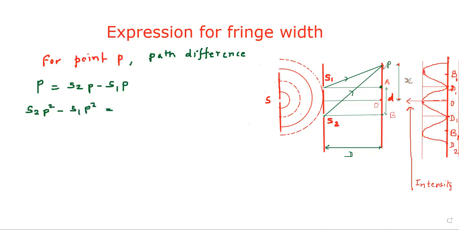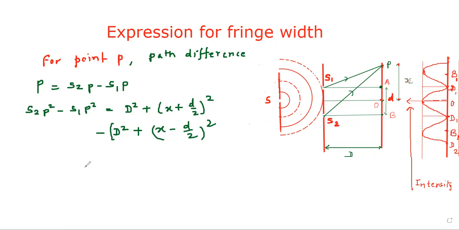So if we consider S2P square, that will be S2B square, that is equal to D square, plus BP square. BP is equal to, this distance is d, this is the midpoint. So this OB will be d by 2 and this is x. So we can say it will be x plus d by 2 whole square, minus S1P square, that is D square, means S1A, D square, plus this distance is x and this AO is d by 2. So this will become x minus d by 2 whole square.